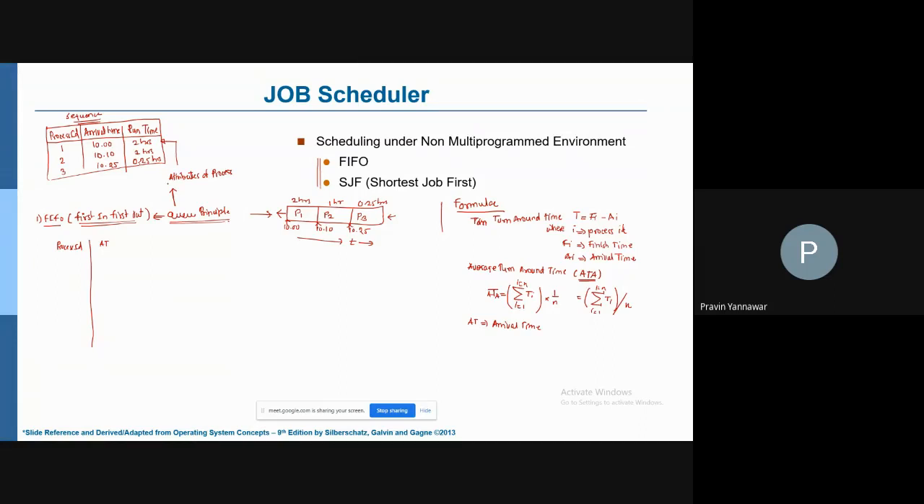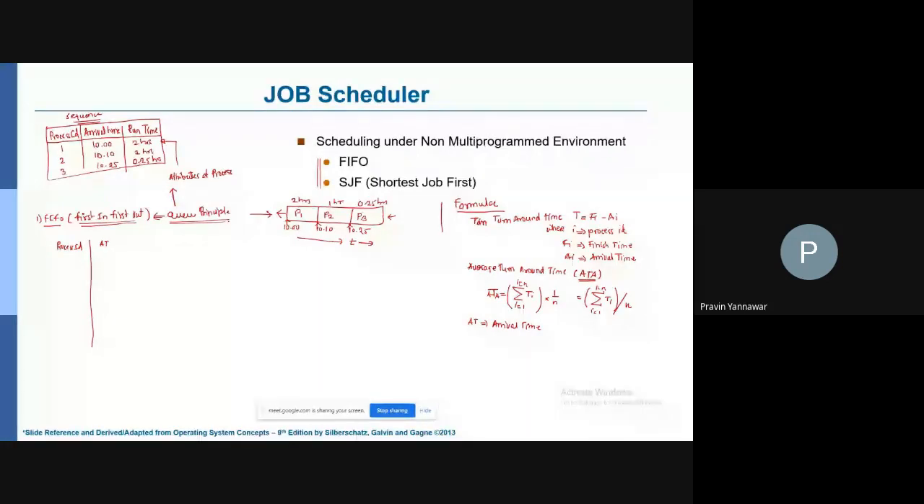In this context, we have a process sequence something like this. Process IDs are 1, 2, 3. Process 1 arrived at 10.00, that is the arrival time. Then process 1 takes 2 hours of execution, that is the runtime. Process ID 2 arrived at 10.10 and will take 1 hour. Process ID 3 arrived at 10.25 and requires 0.25 hours of execution.